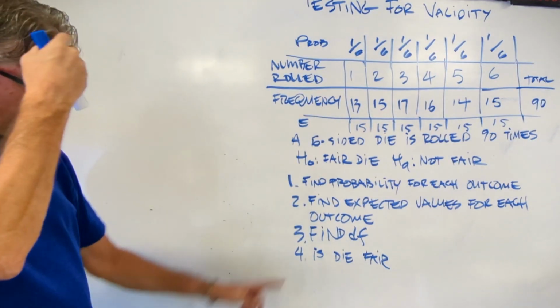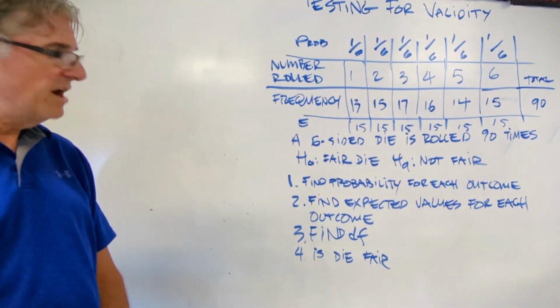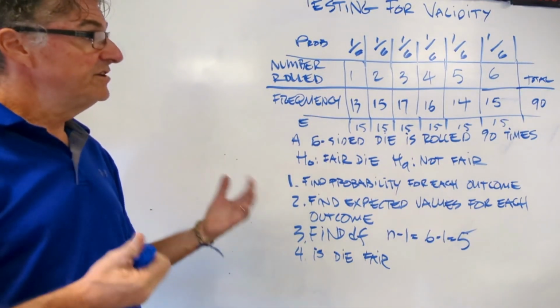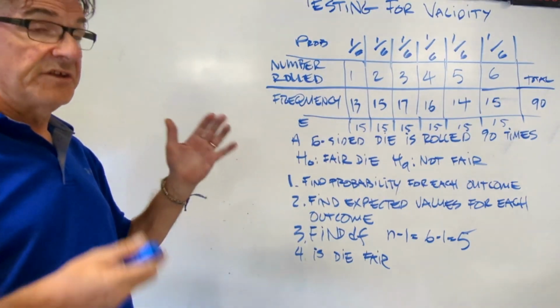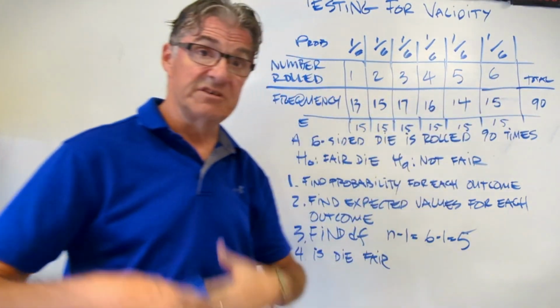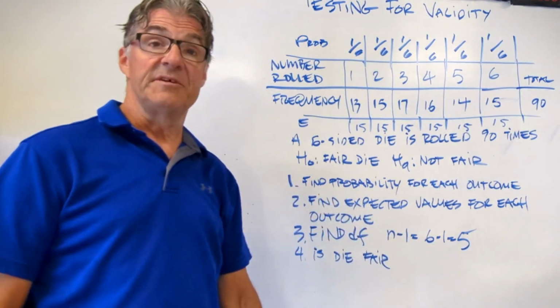Okay, so the next step is to find the degrees of freedom. So go ahead and pause the video and do that. So for the goodness of fit calculation, the degrees of freedom is just the number of categories minus 1. So we have 6 categories. Those are 6 different outcomes on a 6-sided die. We subtract 1, so our degrees of freedom is 5.